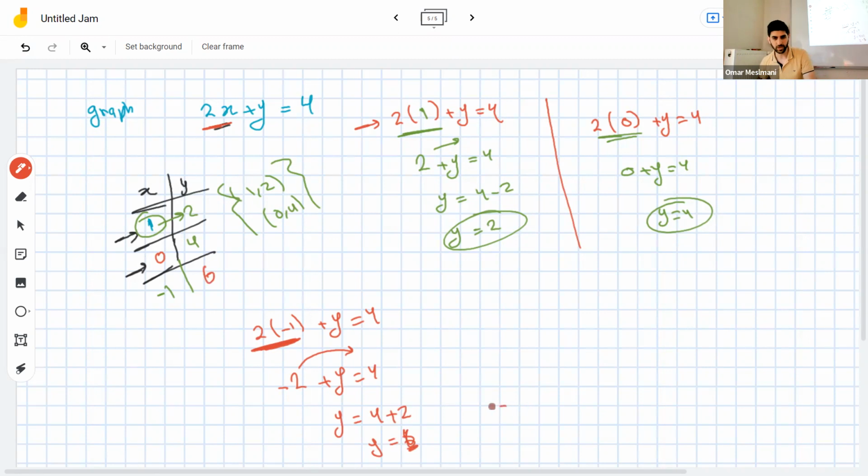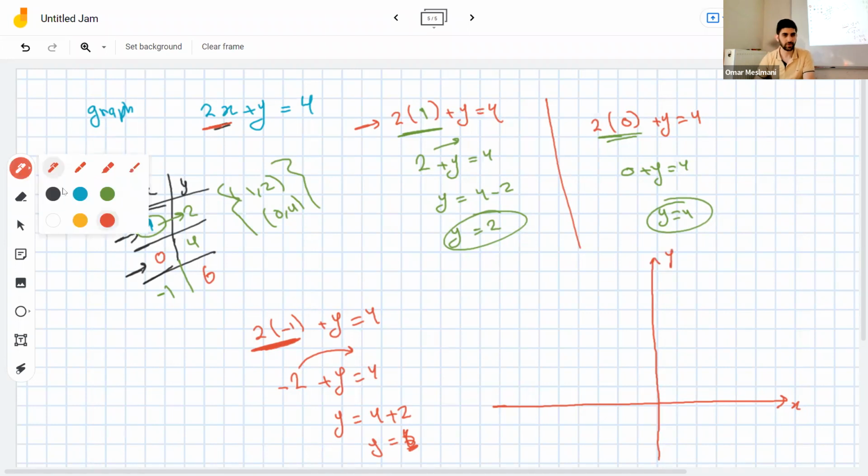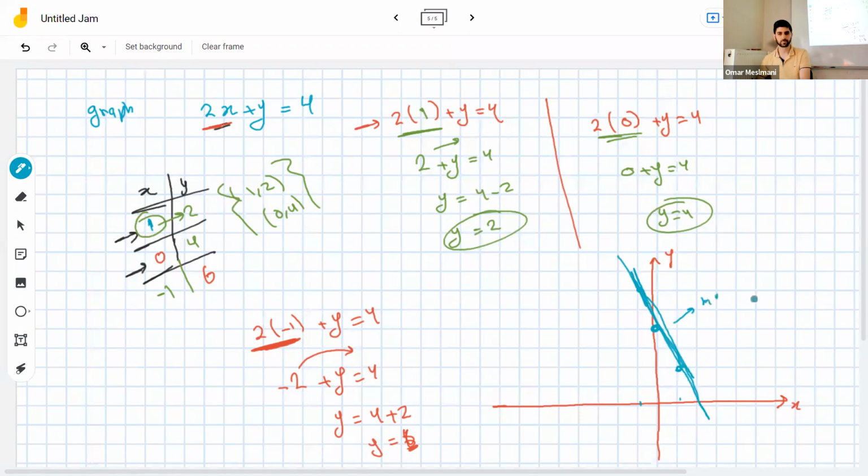Now, how do we graph it? This is the x-axis line, and that's the y-axis line. 1 and 2: 1 on x and 2 on y. 0 and 4. And -1 and 6. So this is my line, somehow like this. Any problem? Okay, that's nice.